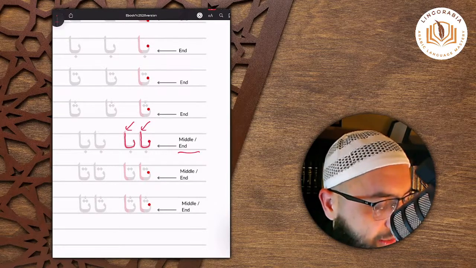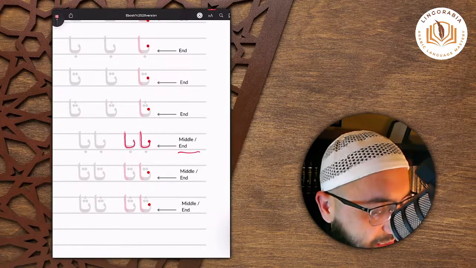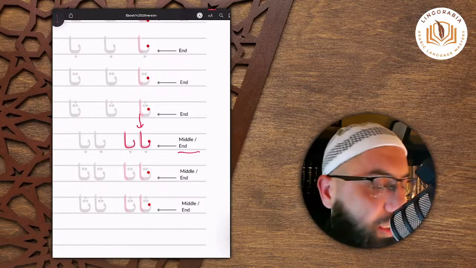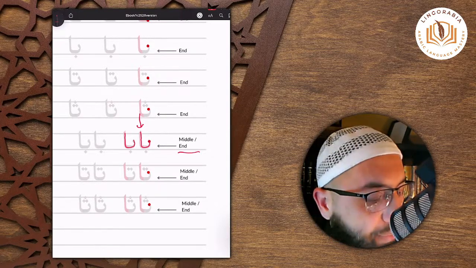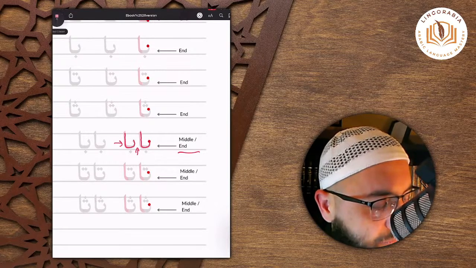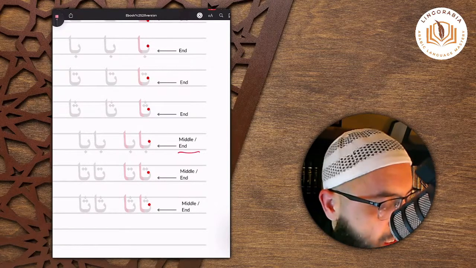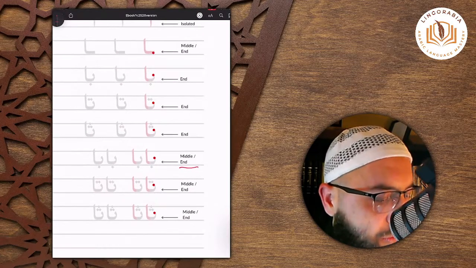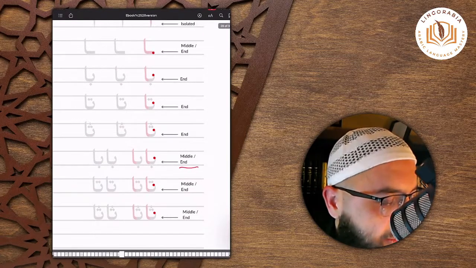You see that this alif is in the middle of the word. In the middle of the construction and also the word here. But what happens is it won't connect with the letter after. You see? And that's why it looks similar to this alif at the end. So this is the alif. This is the alif.